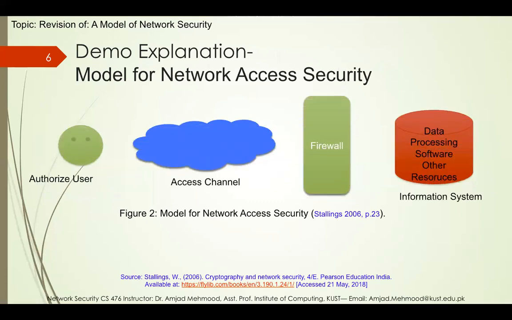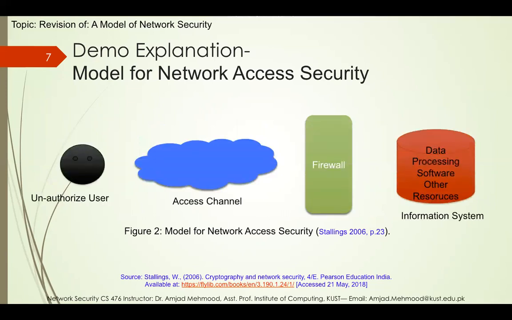I showed this with the help of a demonstration. For example, if an authorized user comes and gets access over the access channel and reaches the firewall, as he is an authorized user, he gets access to the information system and can do whatever he wants to do. In another case, if an unauthorized user comes, he gets access over the channel and reaches the firewall, but as he cannot answer the question of the firewall because he's an intruder, he will be thrown out of the system.